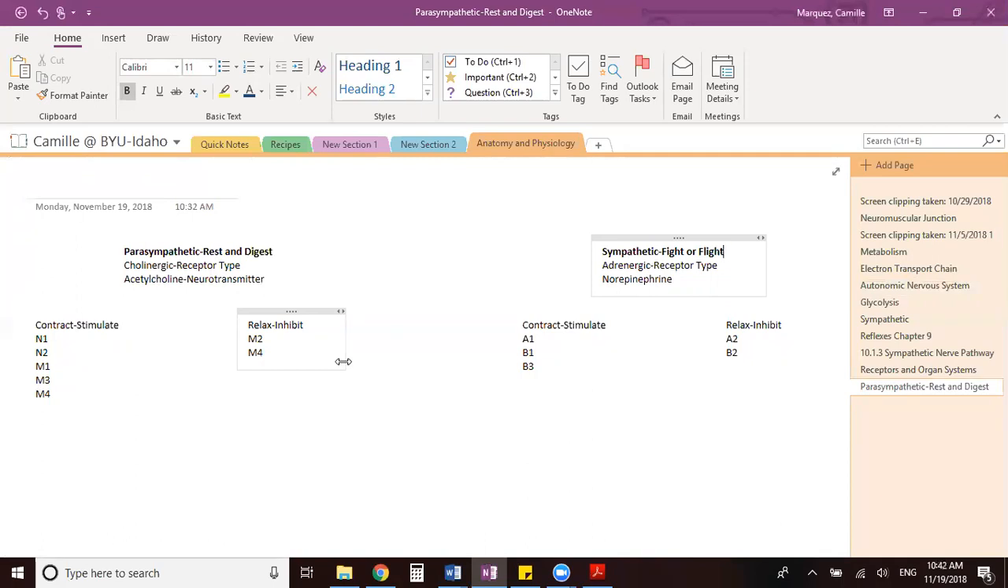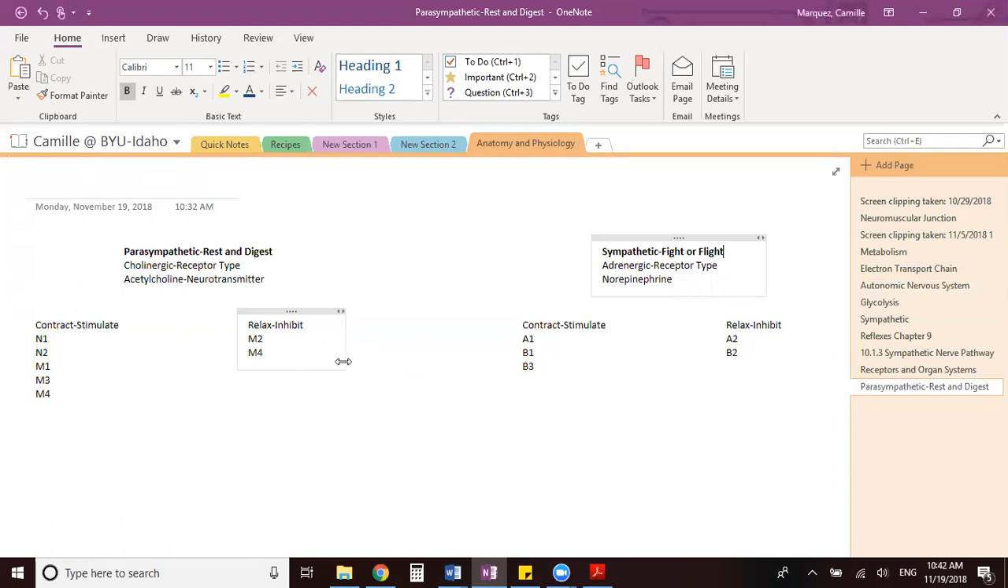So 10.3 is the organ systems, what you need to know. And it starts out with the eyes. In the eyes, there are three muscles that you need to know. The first is called the dilator pupillae. And the dilator pupillae does what it sounds like it's going to do. It's going to dilate your pupil. It's going to dilate your pupil in a sympathetic response.